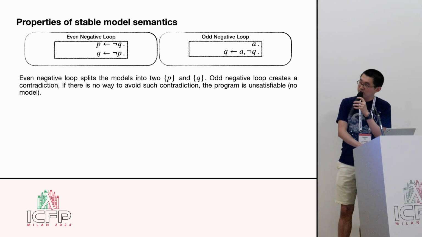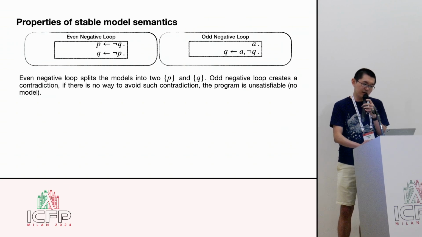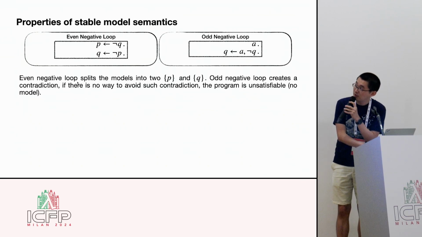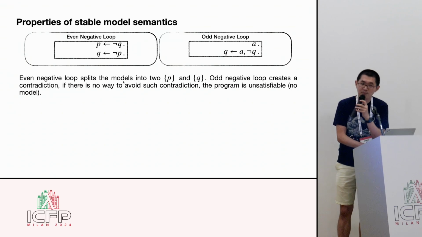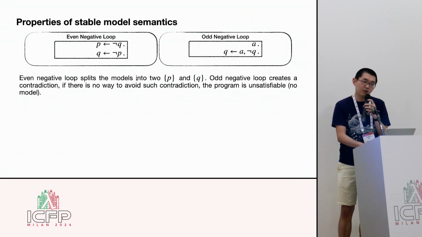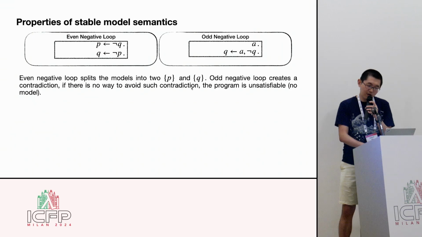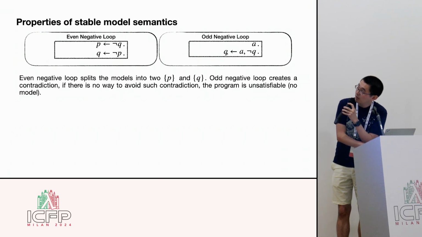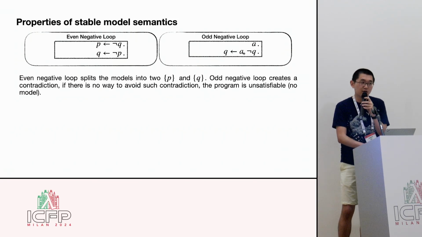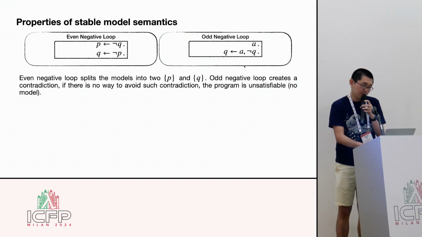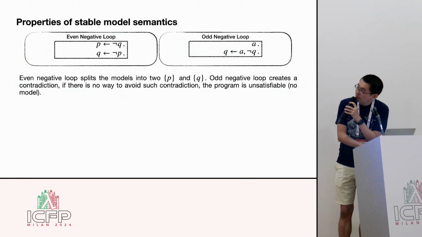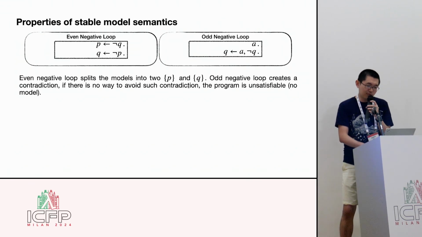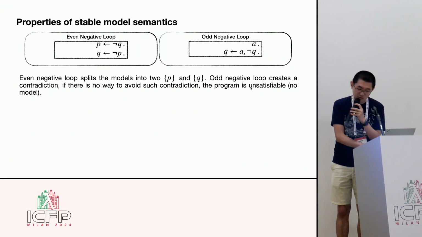And as I mentioned, an even negative loop will split the models. Previously you may have had only one, and right now once we see these even loops, it will split into two. So in this case, P and Q are two models of this original program. Then the odd negative loop actually creates a contradiction, right? So we can see here it's a contradiction: we try to make Q and not Q true at the same time. If there is no way we can avoid such a contradiction, this program is unsatisfiable, which means there are no models, right?